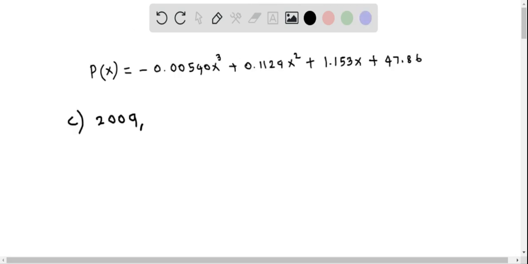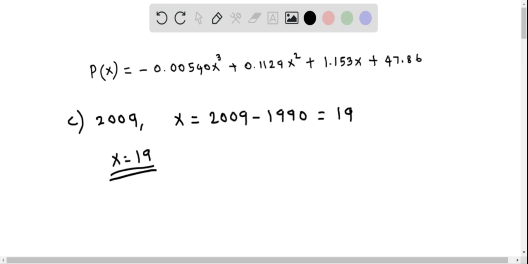Let's do part C. Here we determine the number of US travelers to other countries in the year 2009. So first let's determine x by doing this subtraction, that is from this year minus 1990, which is the beginning of the year for this calculation. So this gives 19 years. So therefore we see that x equal to 19, that is the year 2009 corresponds to the value of x equals 19, and so we have to plug in x equal to 19 into this function.